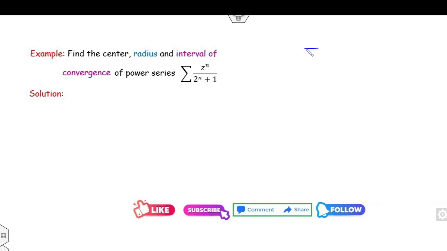Look at the second one. Again, your target is to compare the given series with this quantity. Clearly if you compare them, C will be 0. That means center is 0. What is a_n?